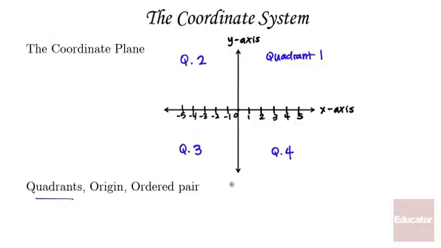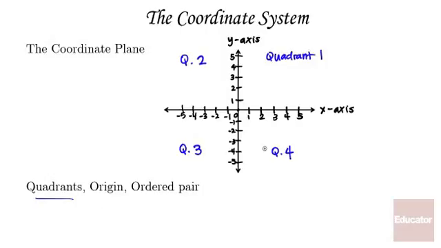Same thing for the y-axis. If you go upwards, it's going to go positive. 1, 2, 3, 4, 5. And these arrows represent continuation. It's going to keep going on forever. So it doesn't just stop at 5. Okay, it's going to keep going. And then down this way, it's going to be negative. Negative 1, negative 2, negative 3, negative 4, negative 5.